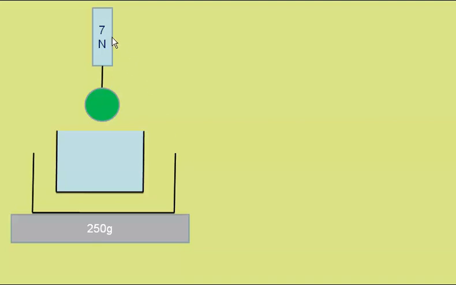Here we have a Newton meter supporting an object over a beaker of water. Below this is another container on an electronic balance. At the moment the Newton meter reads 7 newtons, so I'm going to call that W1, and the electronic balance reads 250 grams, so I'm going to call that M1.